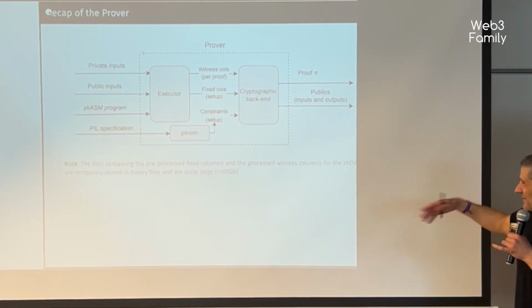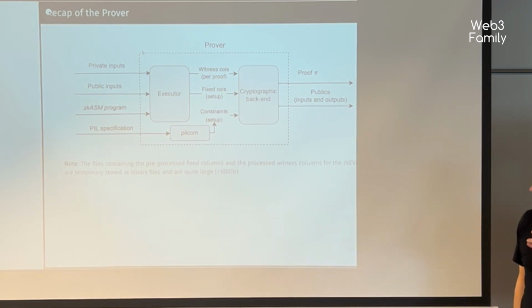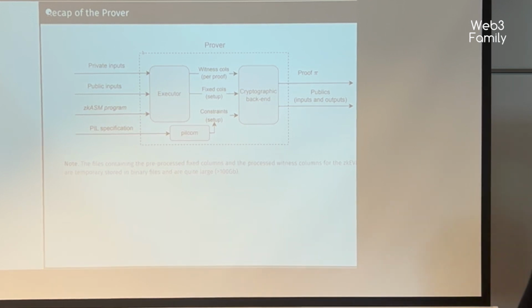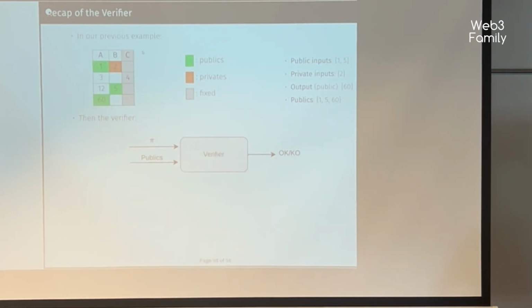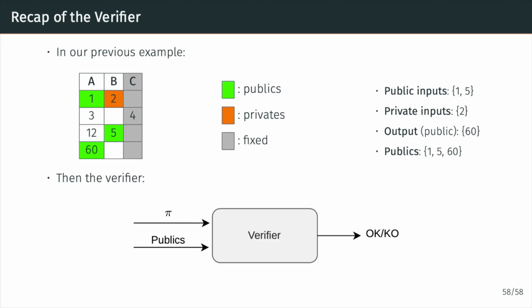Well, there's a lot of information. Provers have improved, but to run a proof, you need some resources. And the verifier just receives the proof and the inputs, and with a relatively small computation says okay or not okay. And this is what the smart contract does. And that's it. Thank you.